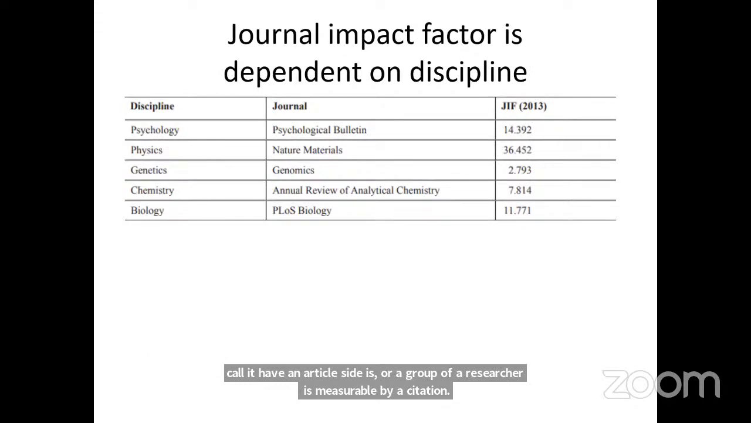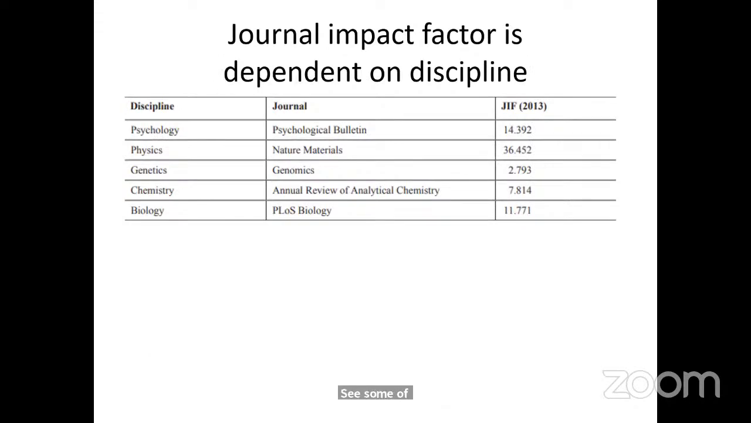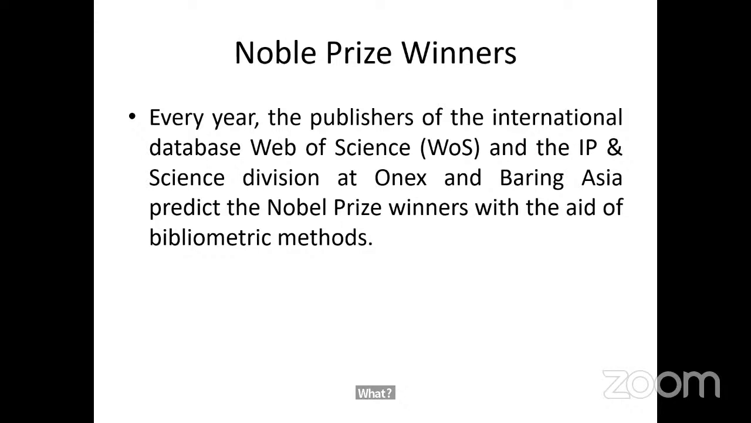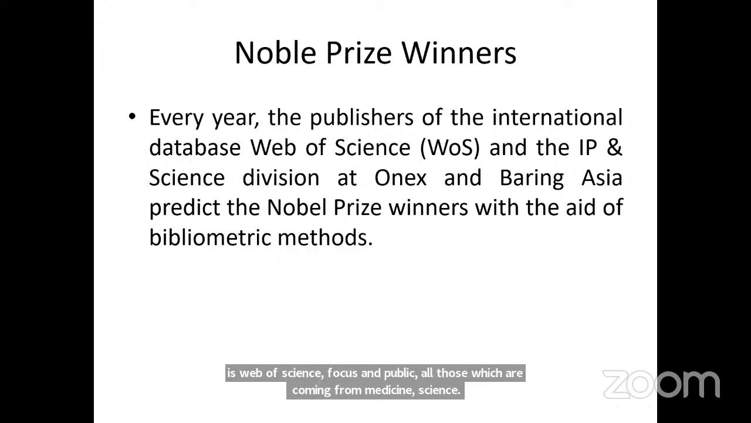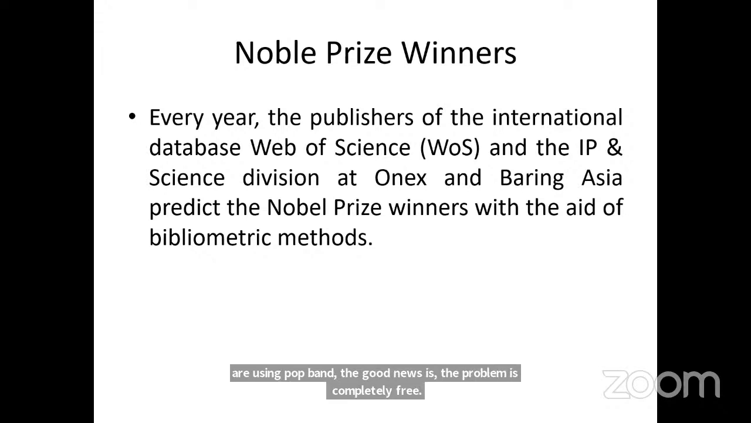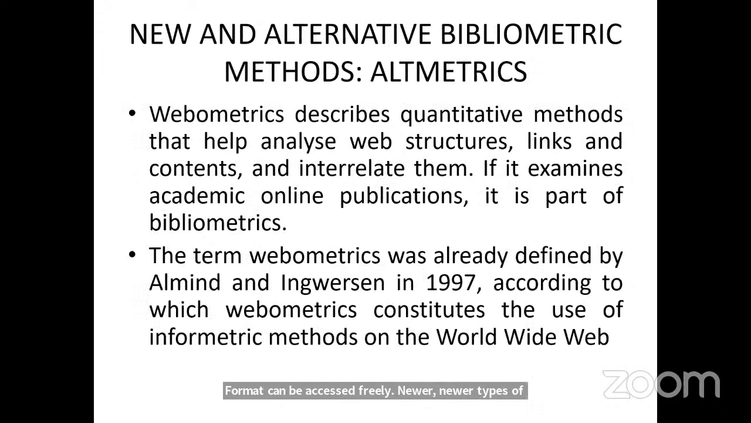See, some of the journals in the physics area have an impact factor of 36. Now, every year the databases are updated. There are 3 databases: Web of Science, Scopus, and PubMed. All those who come from medical science use PubMed. The good news is that PubMed is completely free. PubMed can be accessed freely.